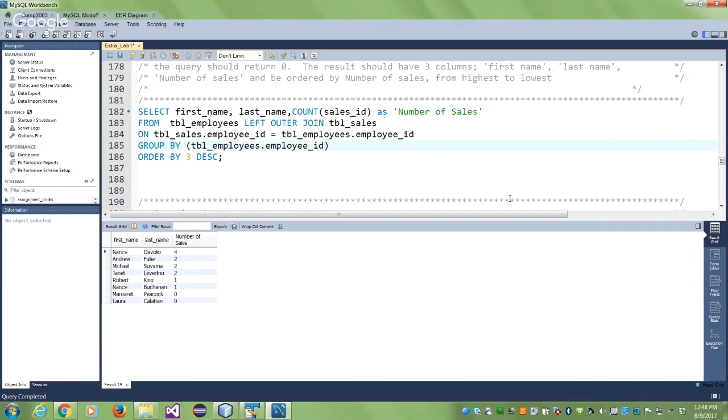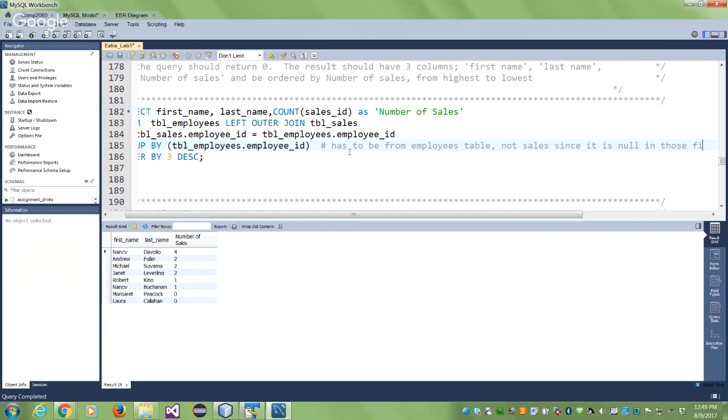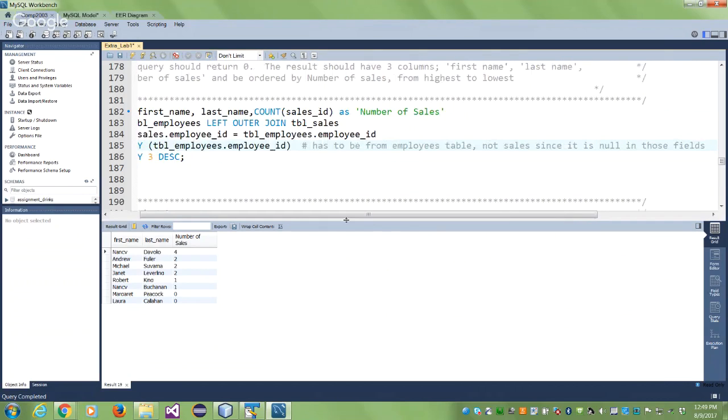And the grouping by caused a problem. So you can keep your eyes open on this now, for the exam also. Something that maybe didn't even occur in the assignments. I can't remember, but it just occurred now. So keep in mind, and if you want to make a note, it has to be from the employees table, not sales, since it is null there. And all nulls kind of grouped together. That's what had happened. All nulls were coming together.